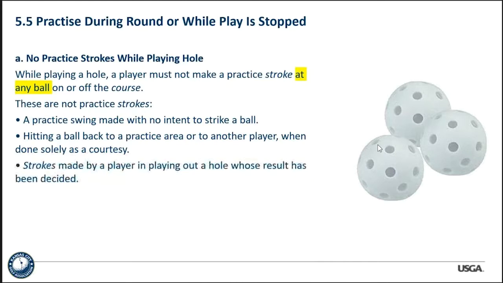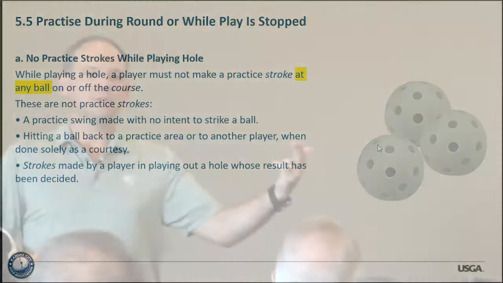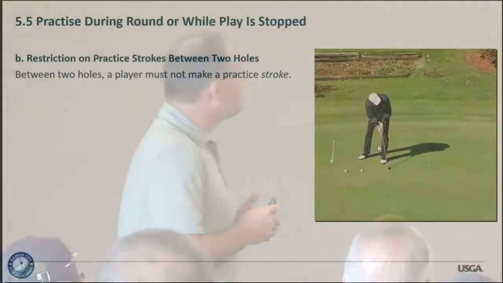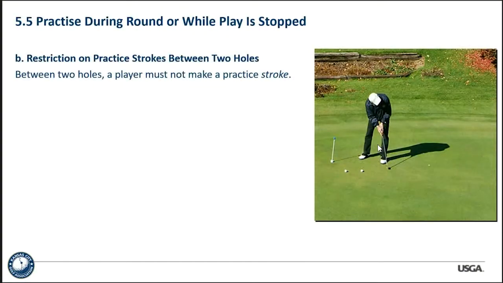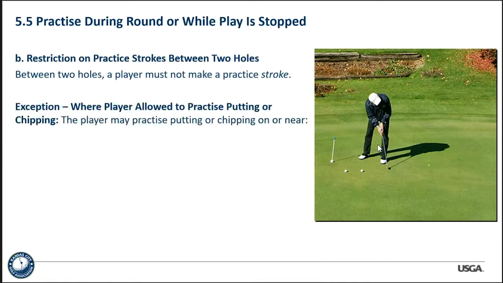Strokes made by a player in playing out a hole, the result has been decided. Okay, we've got this situation where somebody's hit 3 balls out of bounds. It says, all right, the hole's yours, we're moving on, but you can still play that hole. And those aren't practice strokes. The hole has been decided, but you can still keep on playing throughout that hole. A lot of other different examples within that rule as well. Okay, restriction on practice strokes between 2 holes. All right, so between 2 different holes, a player must not make a practice stroke. There are some exceptions that we are going to talk about first here.